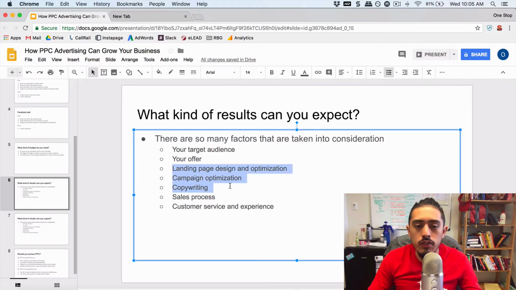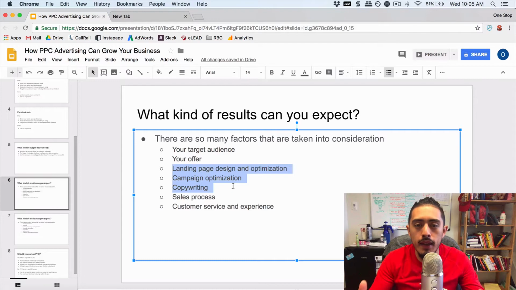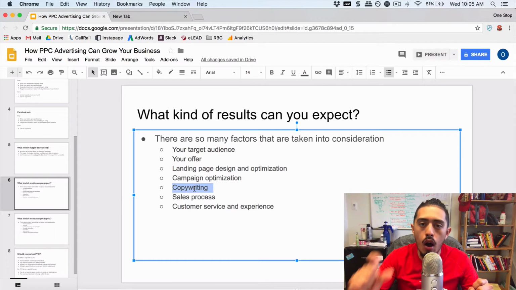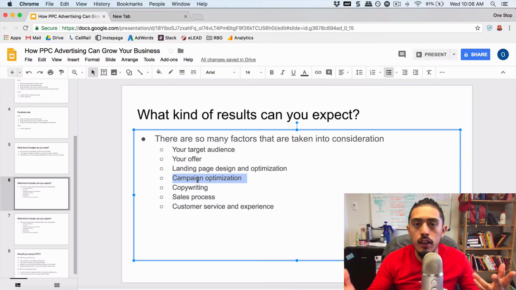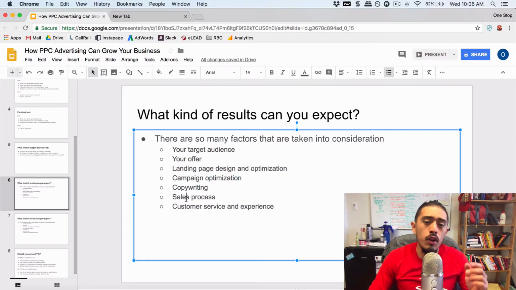Next, you have more technical stuff like your landing page optimization. So when you actually create your campaigns and your landing pages, are they properly optimized? Are they designed for a higher conversion rate? Are you improving your copy, as far as the actual words that you're putting on the page for them to take action? Are you actually optimizing your campaigns for success? Are you able to decrease the cost per click or per lead with your campaigns over the next weeks or few months?